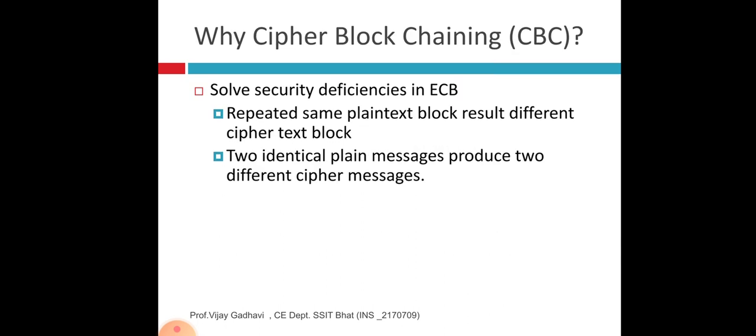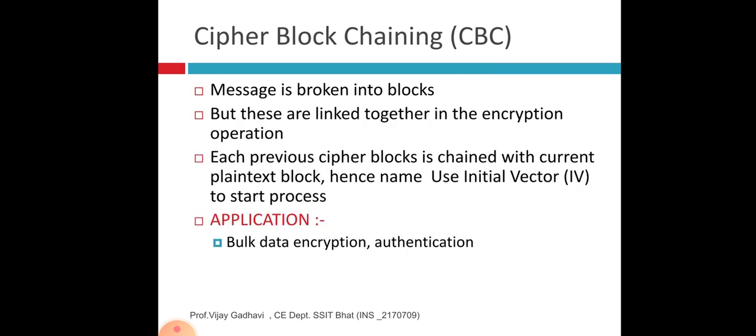Here is our next topic, and one more important question that is also asked many times in the GTU examination: why cipher block chaining, why we use CBC. It is used to solve the security deficiencies in ECB. It's a 3 marks question. For repeated same plaintext blocks, it results in different ciphertext blocks. Two identical plain messages produce two different cipher messages.